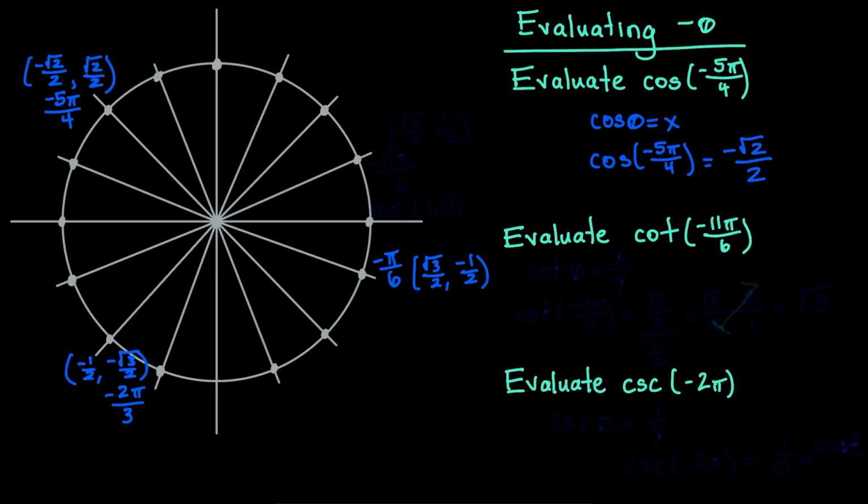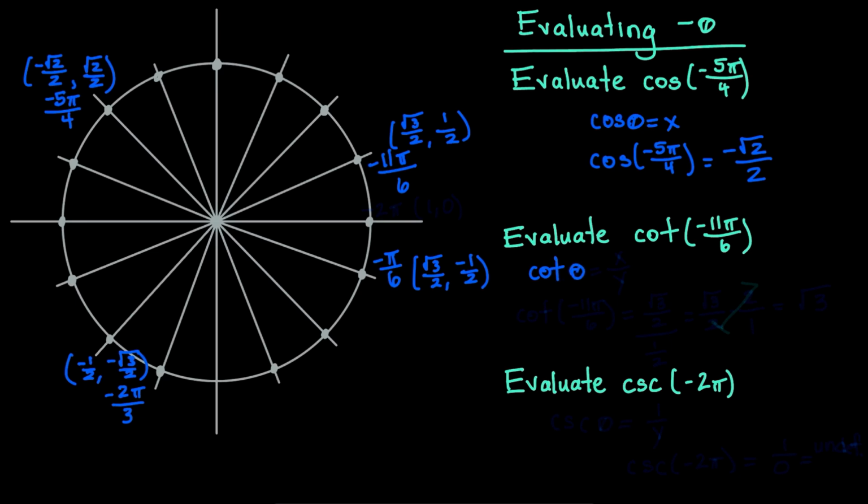Evaluate cotangent of negative 11 pi over 6. I'm negative, so I know I'm going in the clockwise direction. 11 is 1 less than twice the denominator, so for negative angles, I know that's quadrant number 1. And I know my 6 are the angles that are close to the x-axis. So negative 11 pi over 6 is going to fall here. Its coordinate point is going to be radical 3 over 2, comma, 1/2.